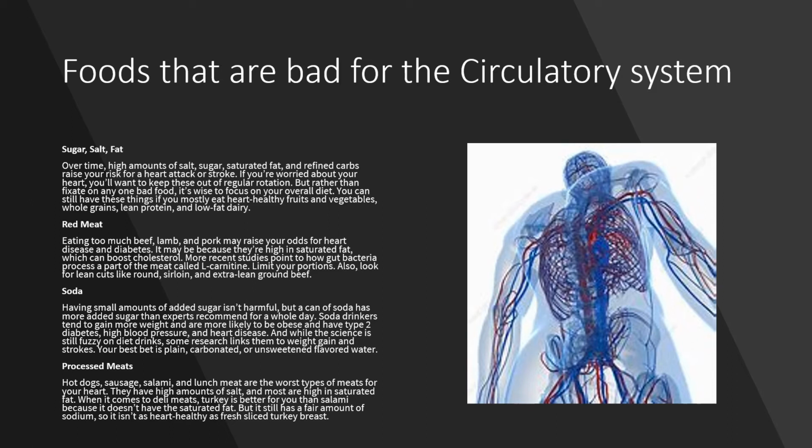Processed meats. Hot dogs, sausage, salami, and lunch meat are the worst types of meat for your heart. They have high amounts of salt and most are high in saturated fat. When it comes to deli meats, turkey is better for you than salami because it doesn't have the saturated fat, but it still has a fair amount of sodium, so it isn't as heart healthy as fresh sliced turkey breast.